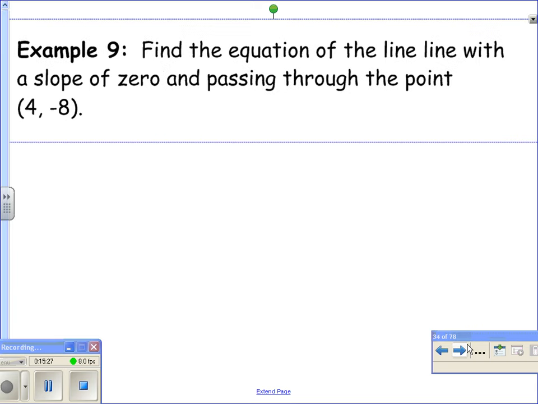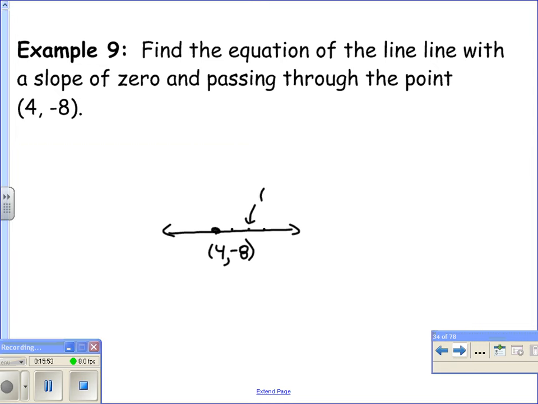Okay, and in this next problem, we're going to find the equation of the line with a slope of 0 and it's passing through the point 4, -8. Well, if the slope is 0, then what we have is a horizontal line. And it's passing through the point 4, -8. So what's staying the same every time if it's a horizontal line is the height. Okay, so that's 4, -8.